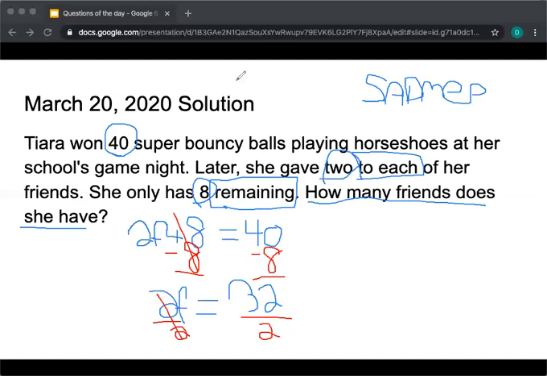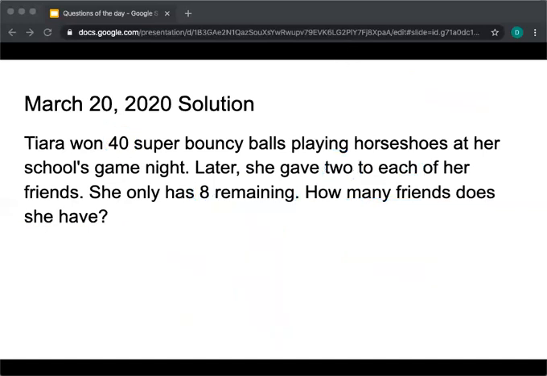2 divided by 2 leaves me with f. So I'm going to bring that over here where I have a little bit more space. So my f equals 32 divided by 2 leaves me with 16. So when it's all said and done, if I go back into my question, it says, how many friends does she have? Tiara has 16 friends. Good job. So I'm going to clear out the drawing.